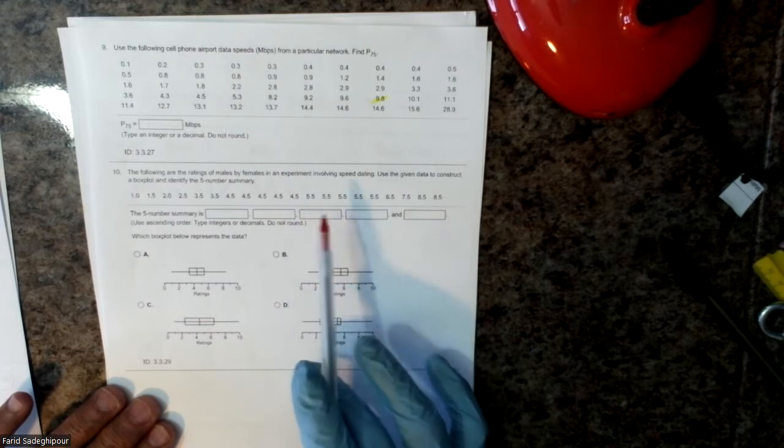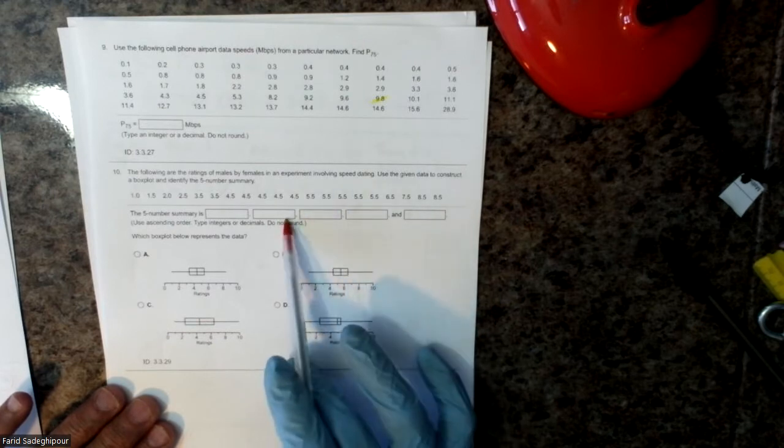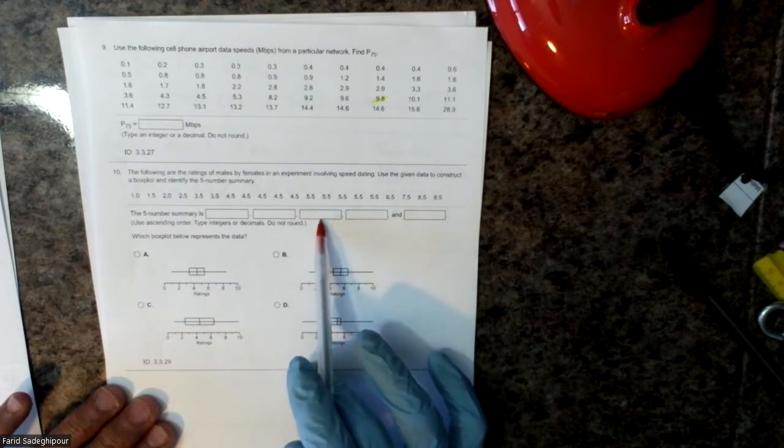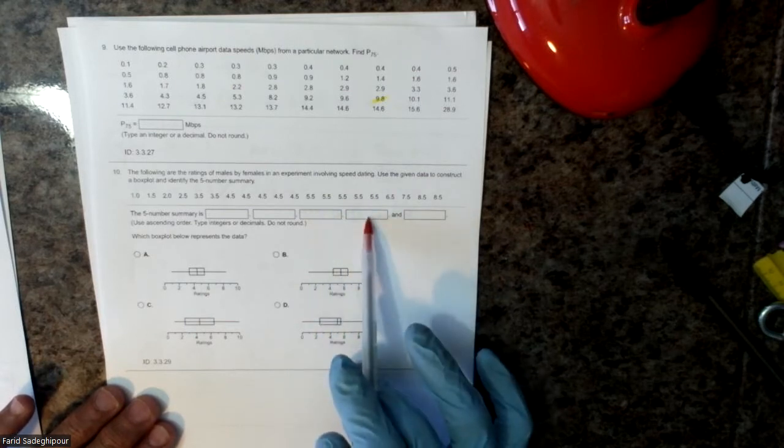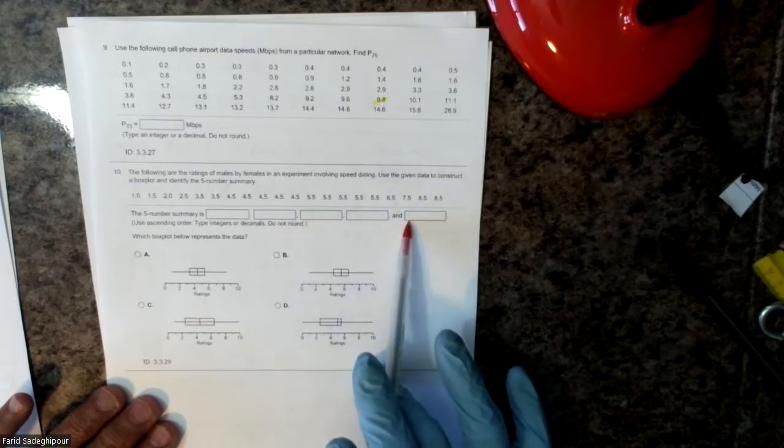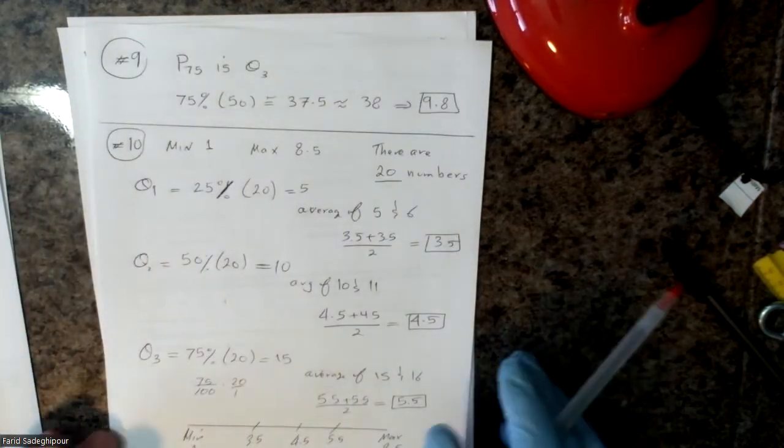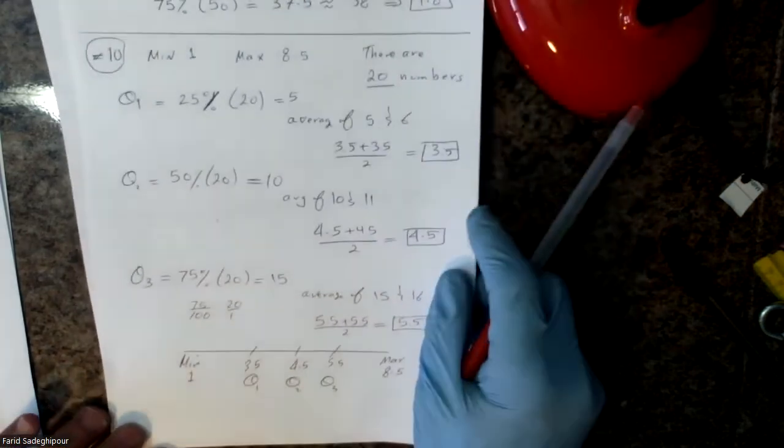They want you to find 5 numbers. Remember, when you want to graph a box plot, you need to have 5 numbers. You need the minimum, maximum, Q1, Q2, Q3. Q1 is 25%. Q2 is the percentile of 50, or the median. Q3 is the percentile of 75%. So you need to find these numbers and then see which one of these box plots has those numbers. So that's how we did it.